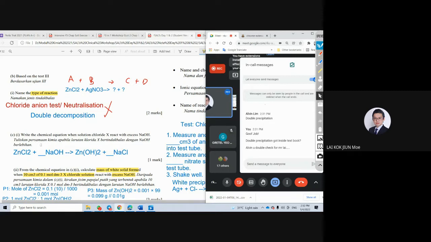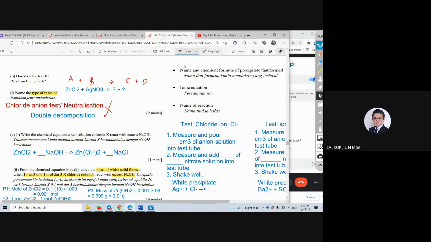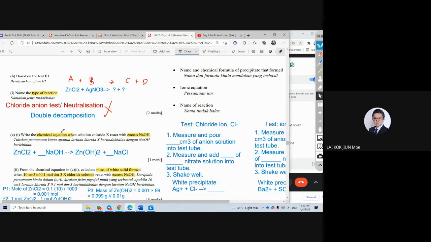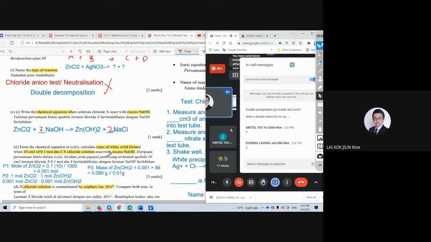Okay. So C1, write the chemical equation when the solution reacts with the NaOH. So can, no problem. Just balance it. So how many zinc do you have? Said 2, well done. So you got 2 here plus another 2 here. Very good, thank you.